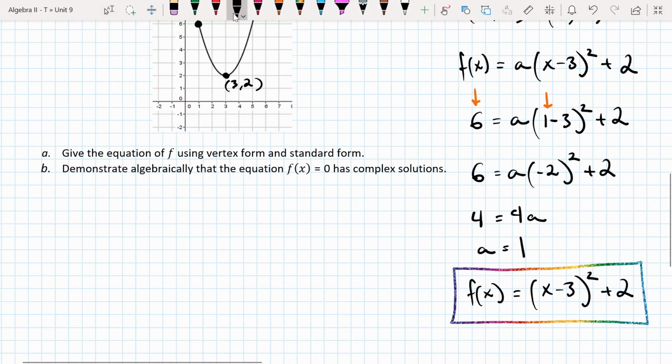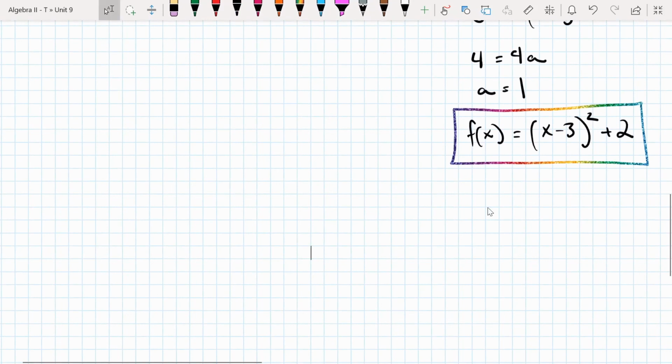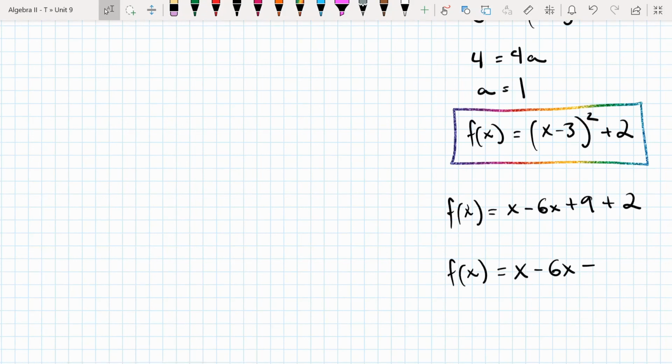Now we also want to write it in standard form. So this is x squared minus 6x plus 9 plus 2. I just expanded that and FOILed it. And so the function written in standard form, ax squared plus bx plus c, is this right here. Okay? So that's this.